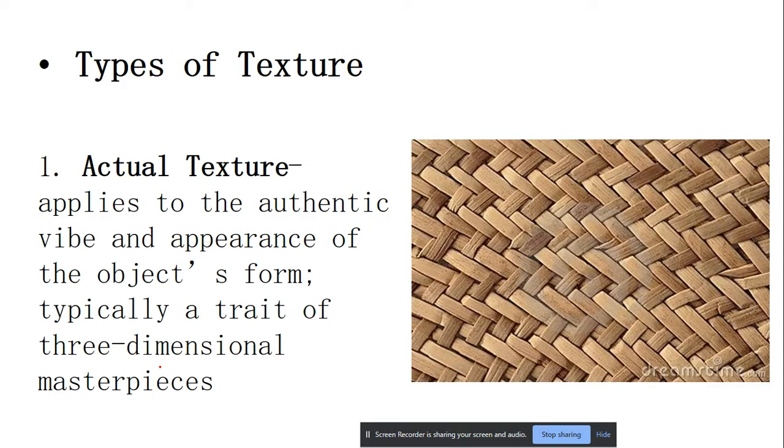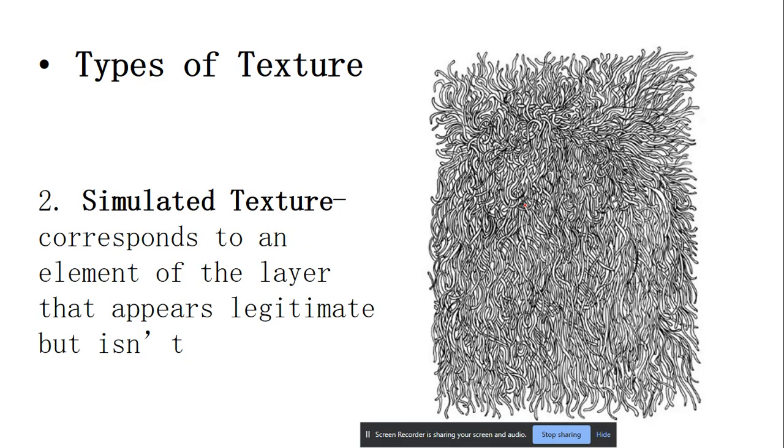Okay, we have the actual texture. This one applies to the authentic vibe and appearance of the object's form, typically a trait of three-dimensional masterpiece. So this is the actual texture. Okay, and we have this. The simulated texture corresponds to an element of the layer that appears legitimate but isn't.